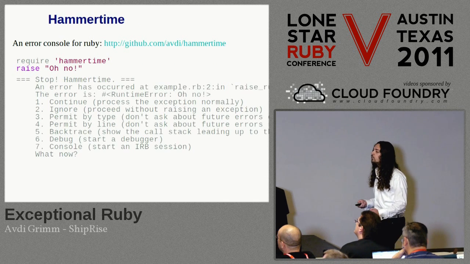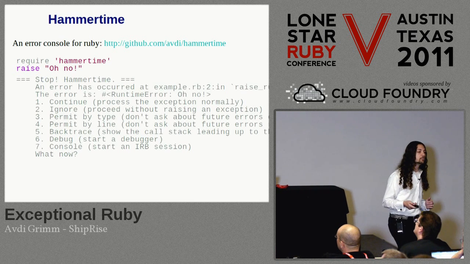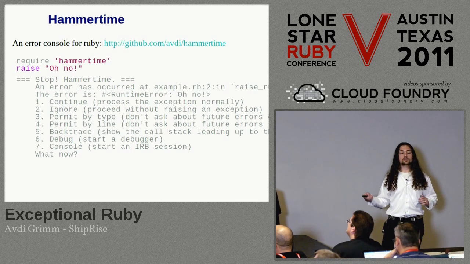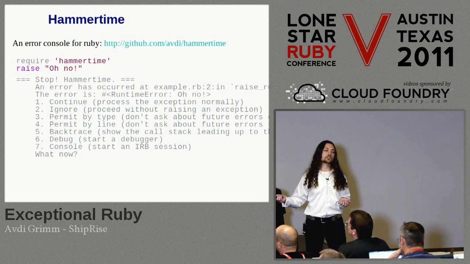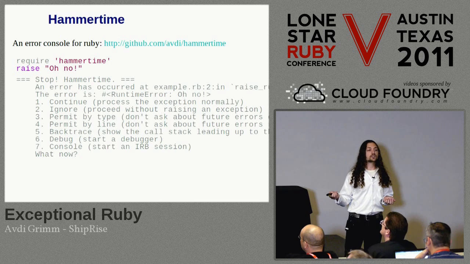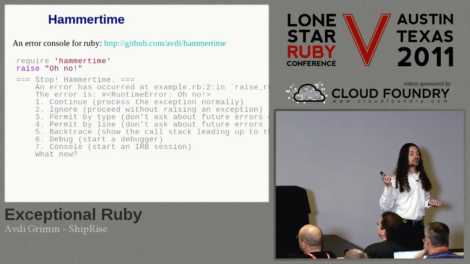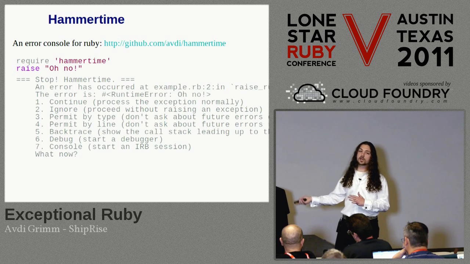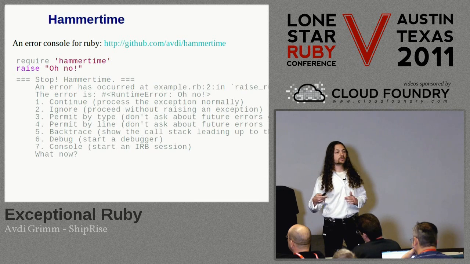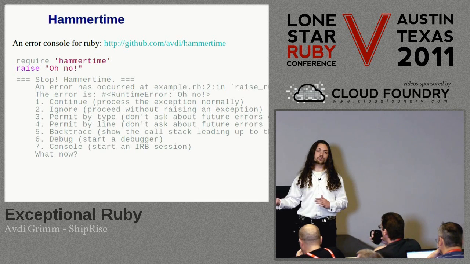For a potentially more interesting redefinition of raise, you can take a look at the Hammertime gem. This was an attempt I made to implement a kind of Smalltalk or Lisp style error console in Ruby, where instead of just raising the exception up the call stack, at the point of the raise, it pops up a prompt and asks you if you want to debug at that point, or if you want to drop into IRB, or if you want to just ignore it as if it never happened.